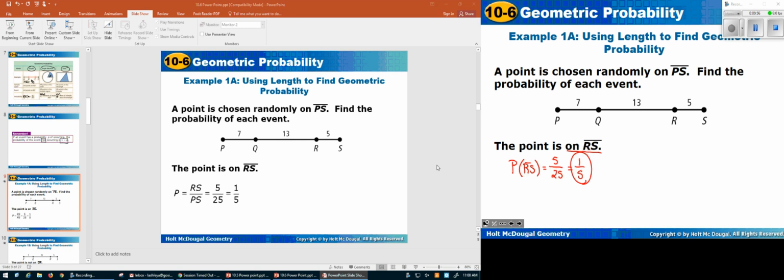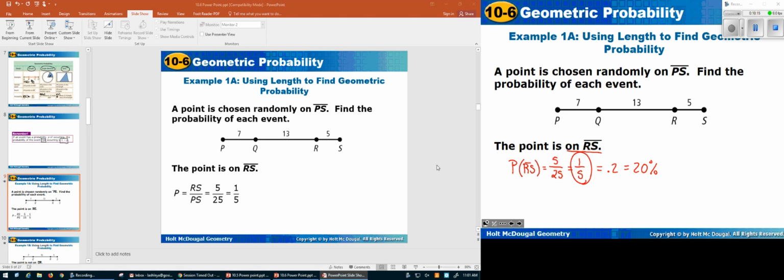simplified form. So 1/5 is fine. You could also put 0.2. You could also put 20%. But make sure that you have your answer simplified and don't round unless it tells you to. Okay? So 1/5 is okay, yes.